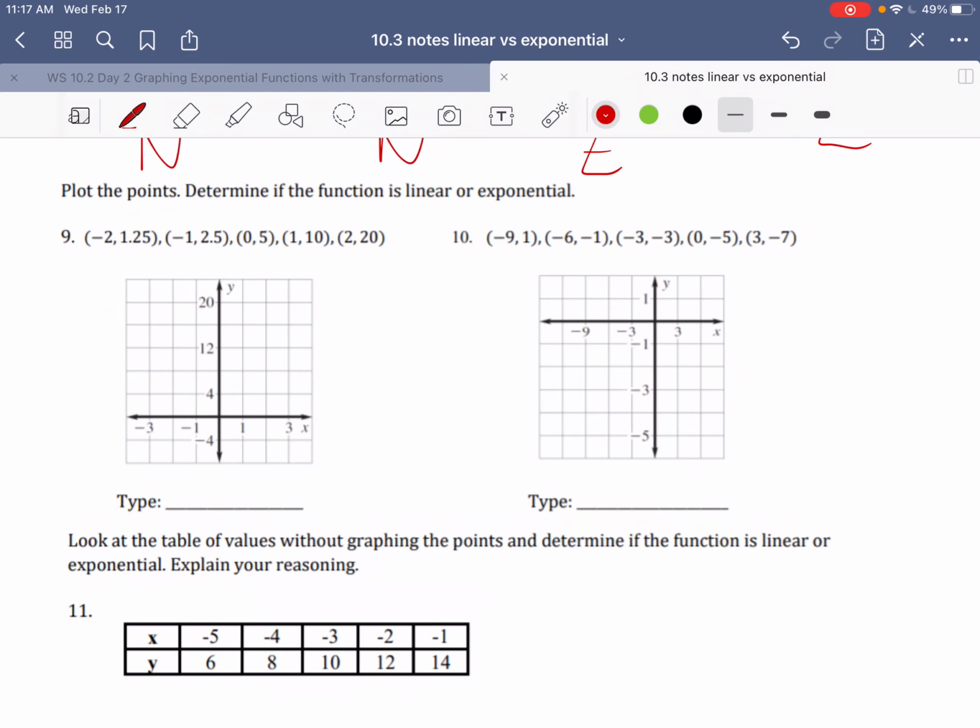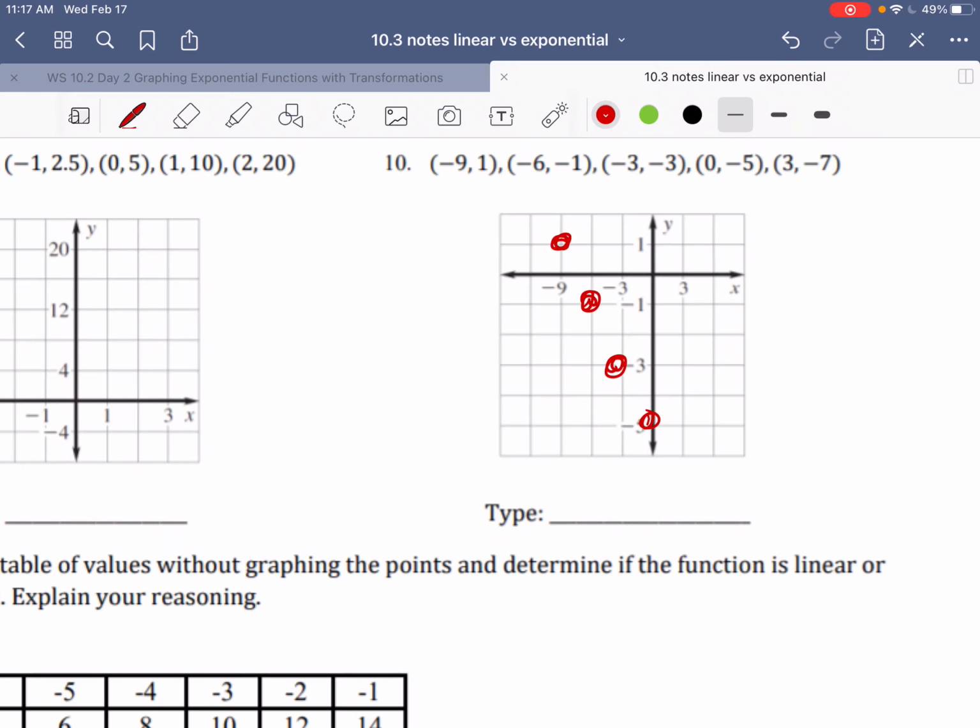Looking at 9, you would just plot these points and determine which one is linear and which one is exponential. So if you were to plot, you guys are going to do 9. If I were to do 10, negative 9, 1, negative 6, negative 1, negative 3, negative 3, 0, negative 5, that made a line, so this one is linear.